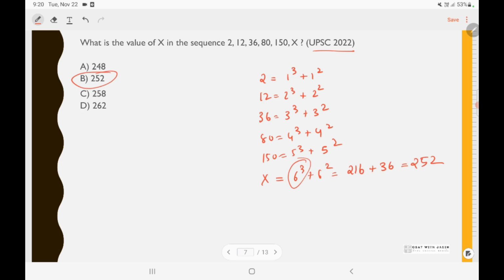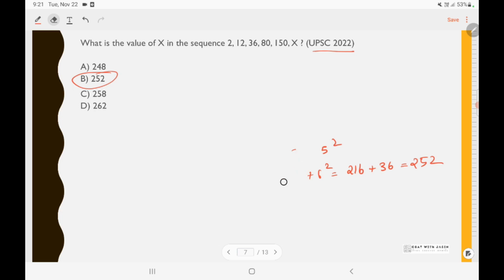But the thing here is you need to get the idea that this 2 is 1 cube plus 1 square, 12 is 2 cube plus 2 square. Actually, it is very difficult in that examination hall, in that mindset, for you to get the idea of the relation of these numbers. So there is a trick here. I will give you a trick, and this is going to work in 70% of the series. I'm not saying it is going to work in all the series, but it's going to work in 70% of the series. So just write these numbers like this.